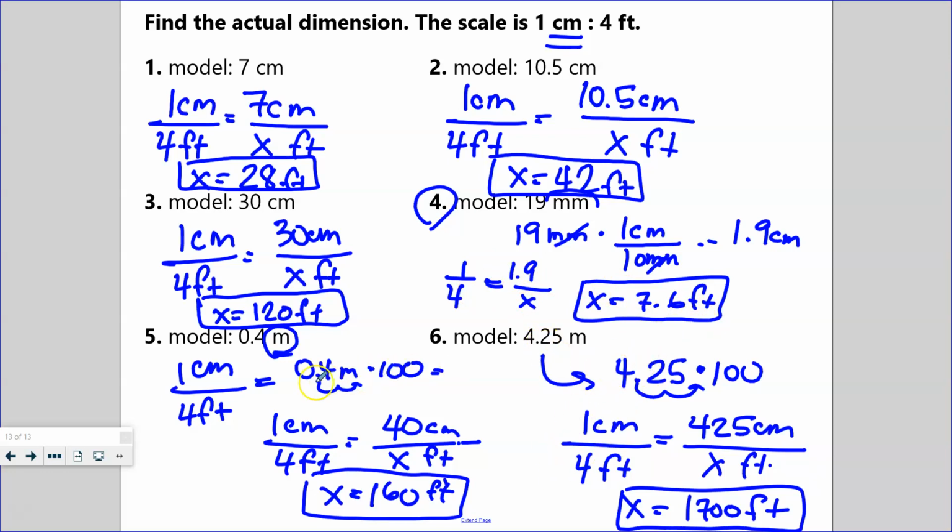Again, down here, my 0.4 meters equaled 40 centimeters, right? Because I multiplied by 100, so I need to move that over 2 decimal places, and so I end up with 40. Over here, 4.25 times 100 would equal 425 centimeters. And go from there. All right.